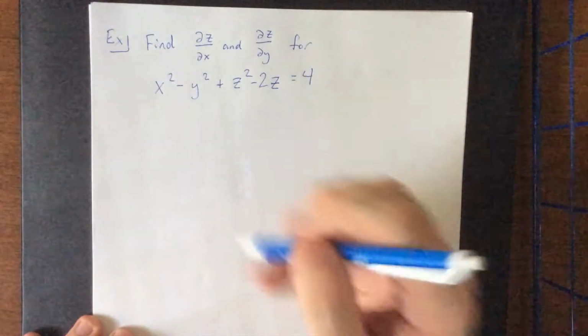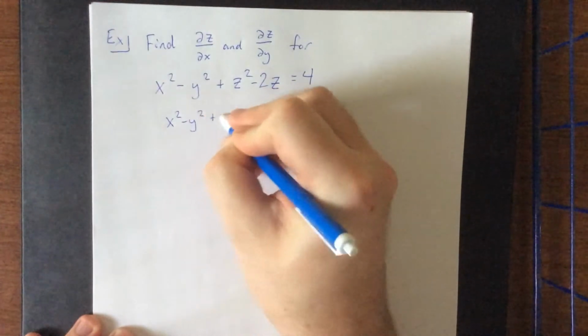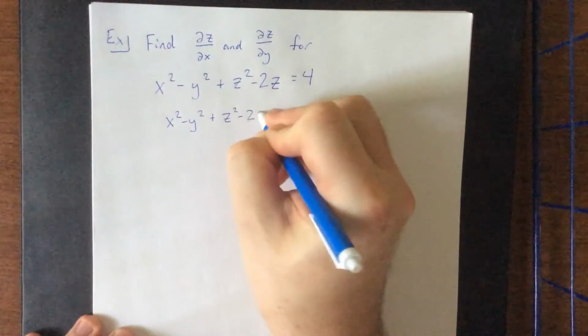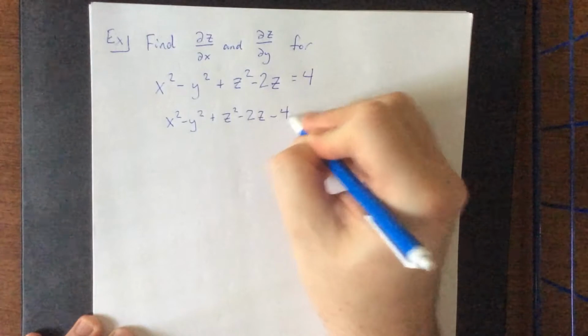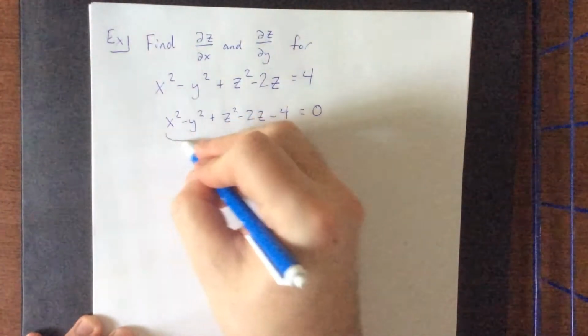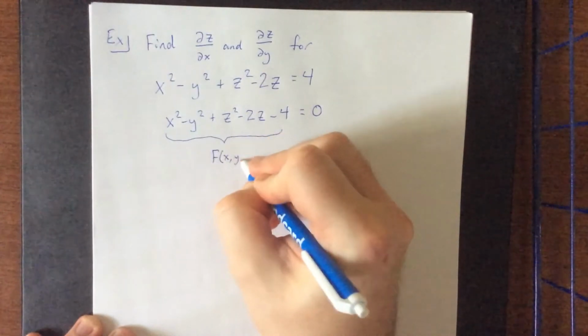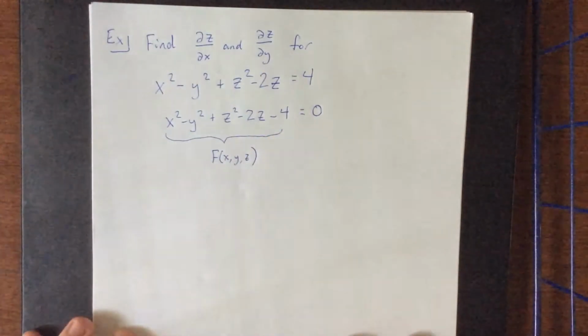Now technically this first step that I'm about to do is unnecessary because constants are not really going to have an impact. But for the sake of consistency with the implicit function theorem, we're going to get a 0 on one side. That way, this will now be referred to as capital F of x, y, and z.